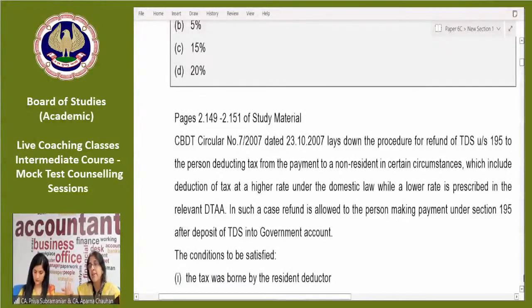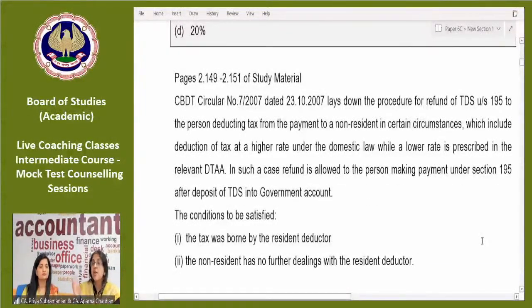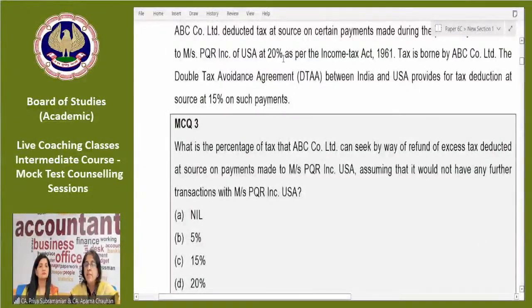That is also another condition that has to be satisfied: the resident deductor should have borne the tax, and there are no further dealings with the non-resident. In this case, both pieces of information are given. The information relating to tax borne by ABC Company Limited is given in the facts, whereas the fact that it does not have any further transactions with PQR in USA is given in the question itself. So information can be anywhere in the case study. So what is the percentage which you will get refund?